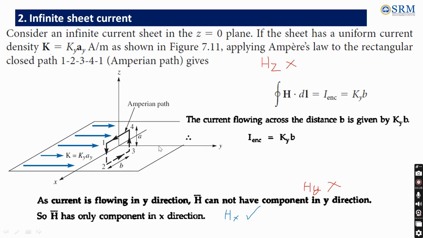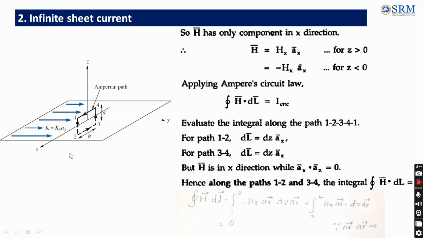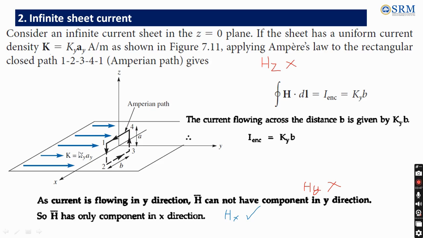Infinite sheet current is placed along the z equals 0 plane. In that case, my magnetic field component along the z axis will not be there. That we make sure from this particular point. And my sheet is going to have the uniform current density. Sheet current density is K, right? Ky into a y cap, because the current is flowing along the y-axis. So Ky into a y cap ampere per meter.